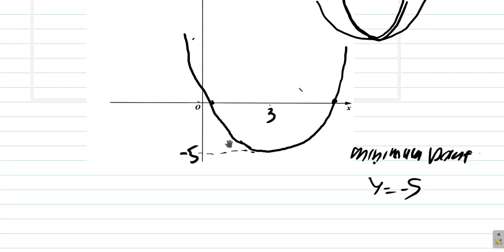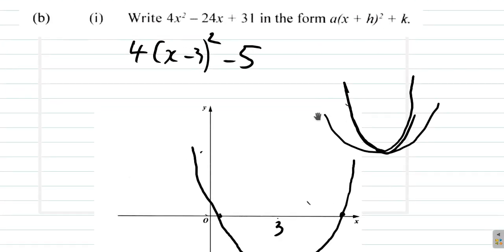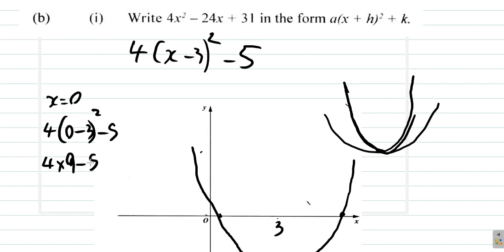Alright, how would you get the y-intercept? At the y-intercept, x is equal to 0, right? So when x equals 0, we would get 4 times (0 minus 3) squared minus 5. So we get 4 times 9 minus 5. 4 nines are 36. 36 minus 5 is 31. So the y-intercept will be at 31.